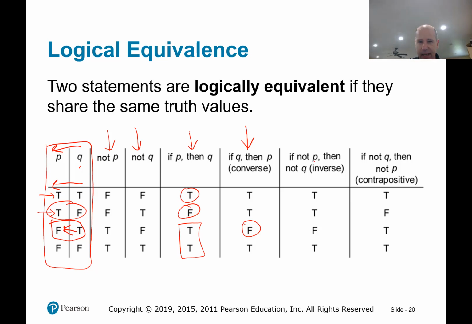Okay, same thing here. If not P, then not Q. Now we're looking at these two columns, right? So not P is first. So again, we're looking for an F followed by a T right here. Oh, I'm sorry. T followed by an F. I forgot. We're looking at not. That's wrong. So a T followed by an F, which is right here. Sorry about that. So T followed by an F right there.